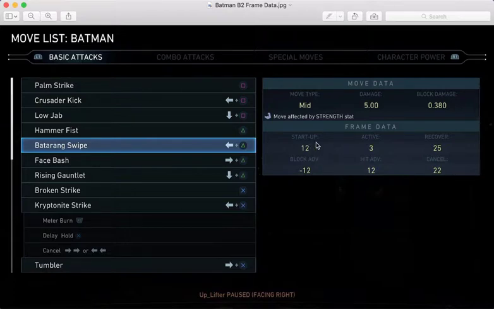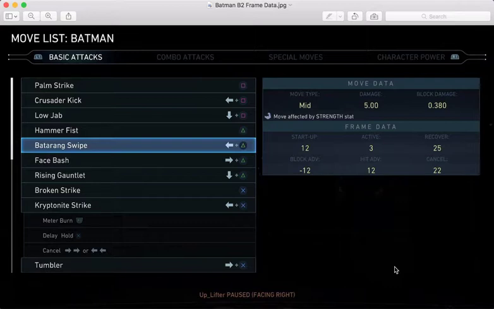So first, let's talk about the startup portion, essentially the beginning of a move. The startup portion tells you how many frames occur after you hit a button and before the move can hit your opponent. For instance, this move has 12 startup frames. That means that after you hit back 2, the move isn't able to actually hit the opponent until 12 frames later.